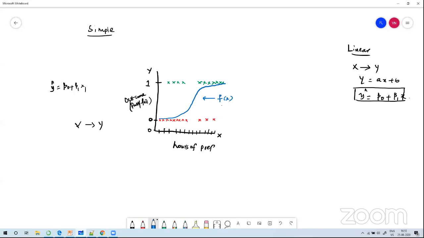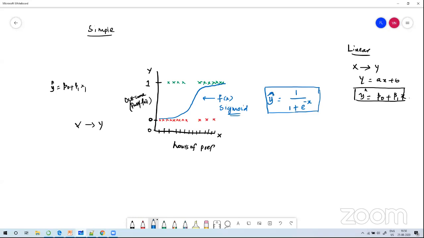This is called the sigmoid function. So sigmoid functions take this type of shape. We can represent this as y hat is equal to 1 by 1 plus e to the power of minus x. So this is called a sigmoid function, and we are going to represent the relationship between x and y using this sigmoid function.